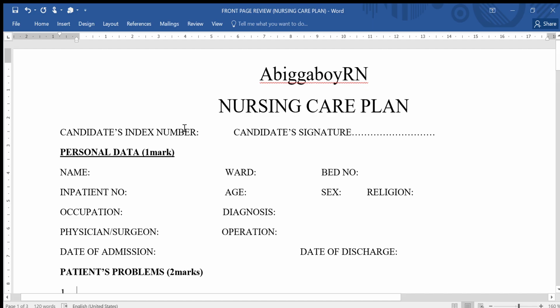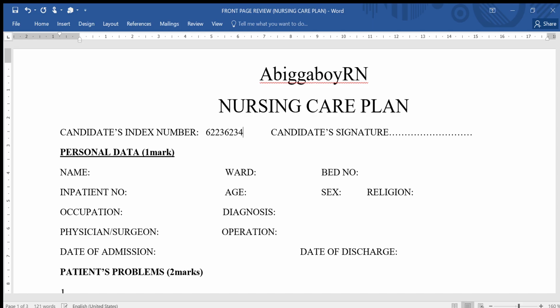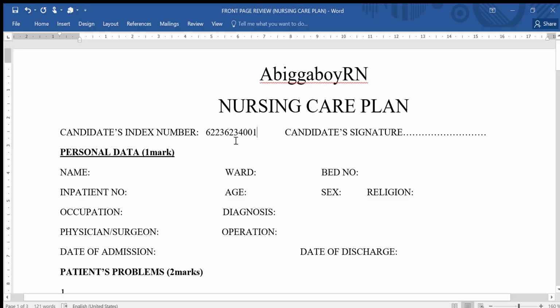AbiggaboyRN nursing care plan. Now, the first thing you notice is that there's a candidate index number here. This candidate index number is the index number of you, the one writing the care plan, the student. Let's say your index number is 62236234001. So you type it there or write it there.